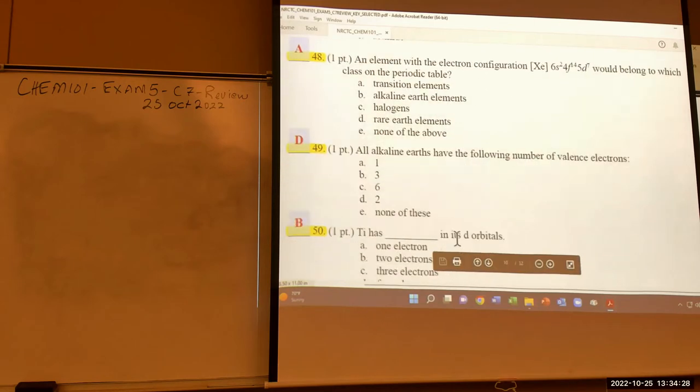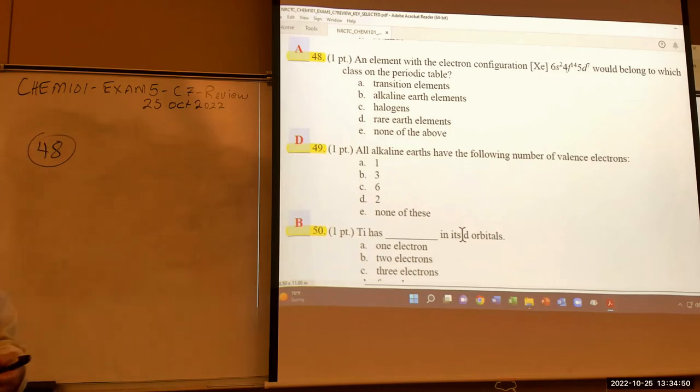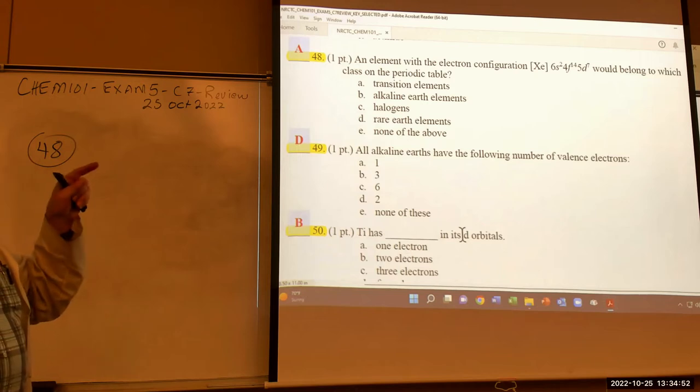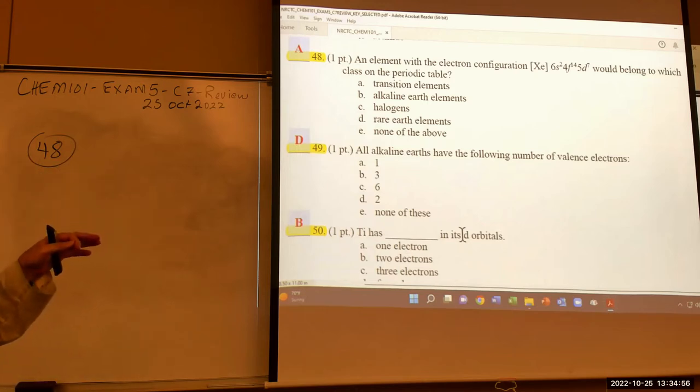48. All right. An element with electron configuration xenon 6s2 4f14 5d7 would belong to which class on the periodic table? Okay. All right, to answer this one, actually, you don't have to know the element. You say, which is being filled? 5d, right? 5d is being filled.